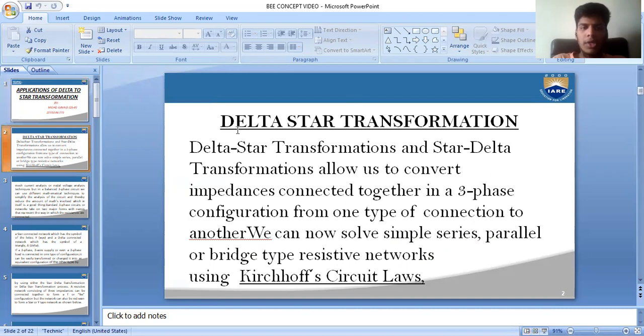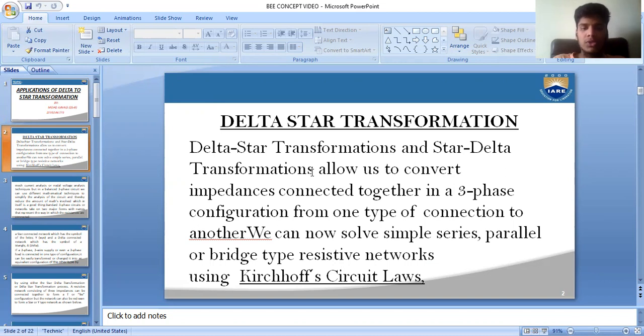Before going to the applications of delta to star transformation, firstly, let's try to understand what is delta star transformation. Delta star transformations and star delta transformations allow us to convert impedances connected together in a three-phase configuration from one type of connection to another.